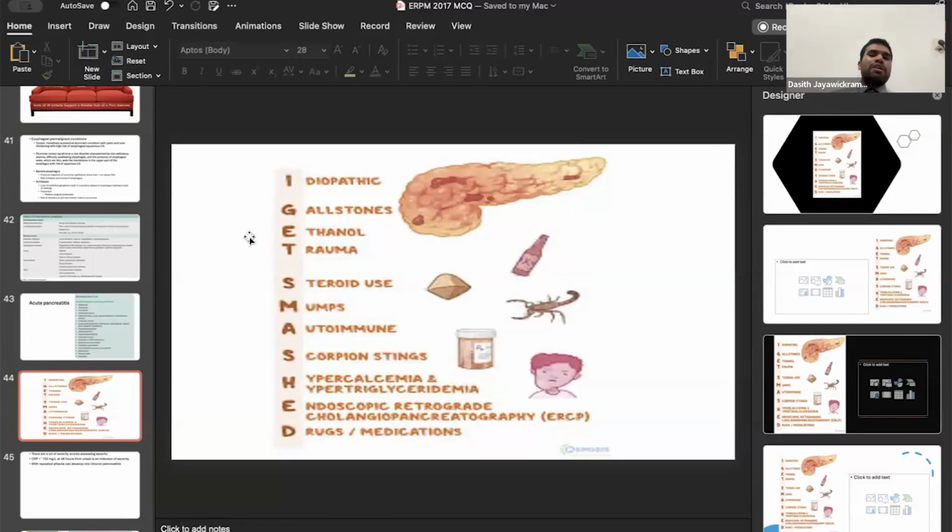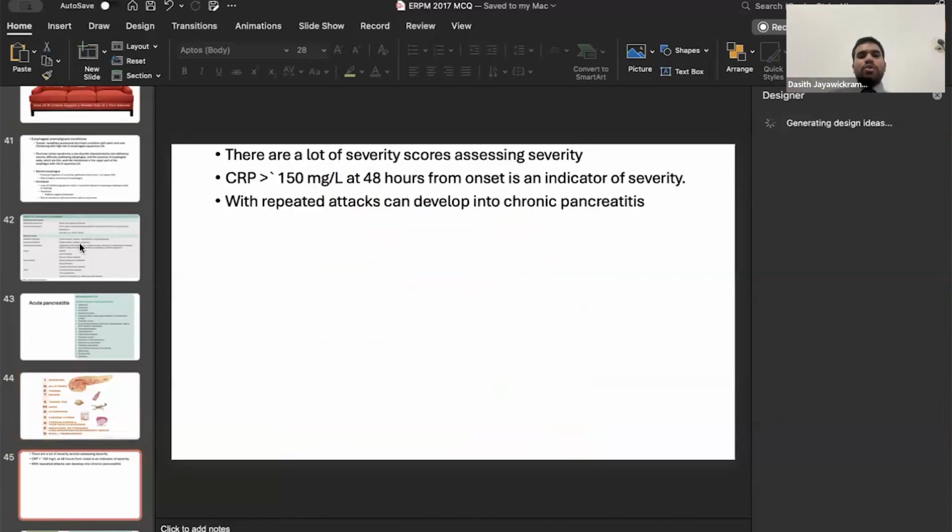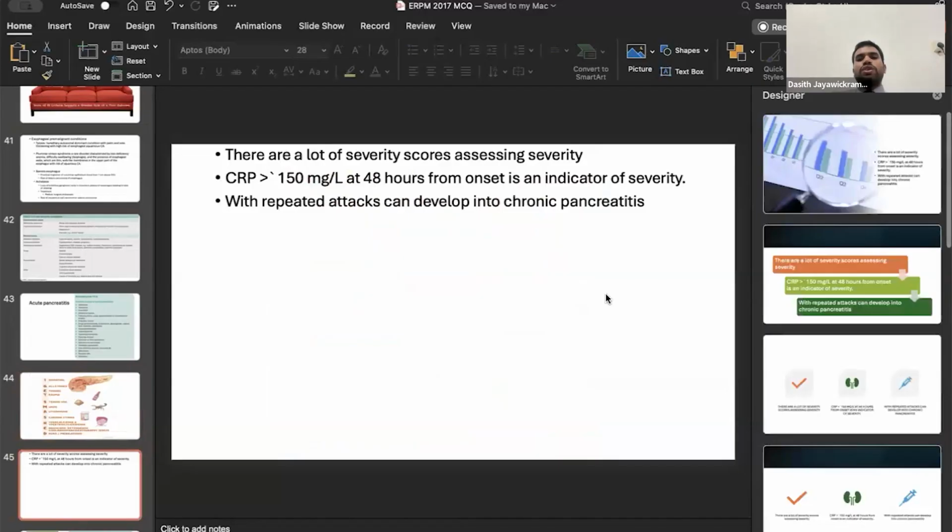So if the CRP level 48 hours after diagnosing acute pancreatitis is more than 150, then the severity is high. Okay, it's a high severity index. So that is what they have asked in this question. CRP more than 150 milligrams per liter at 48 hours from onset is an indicator of severity. Okay, and pancreatic pseudocyst is a complication.